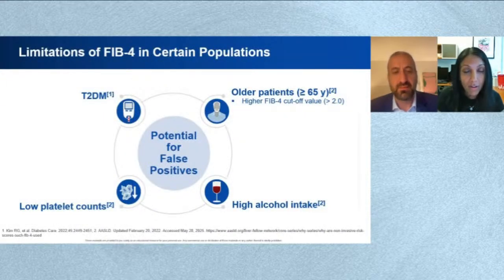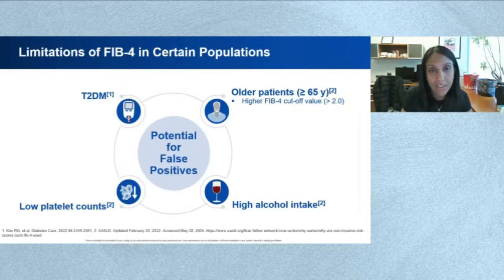I think one of the important ones to recognize is type 2 diabetes. So this is a very at-risk population. Diabetes has been identified as the strongest predictor of disease progression in patients. So you have to just be a little bit careful in using the FIB-4 score in patients with diabetes. They can have a normal FIB-4 score, but still have fast disease progression. So these are the patients that I like to use other modalities for assessing fibrosis.